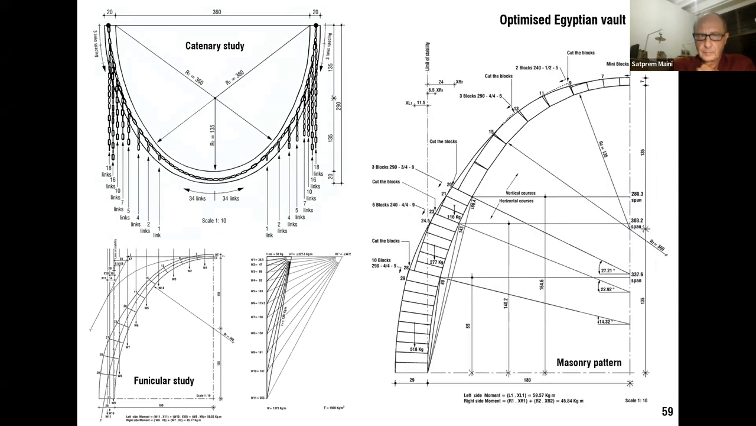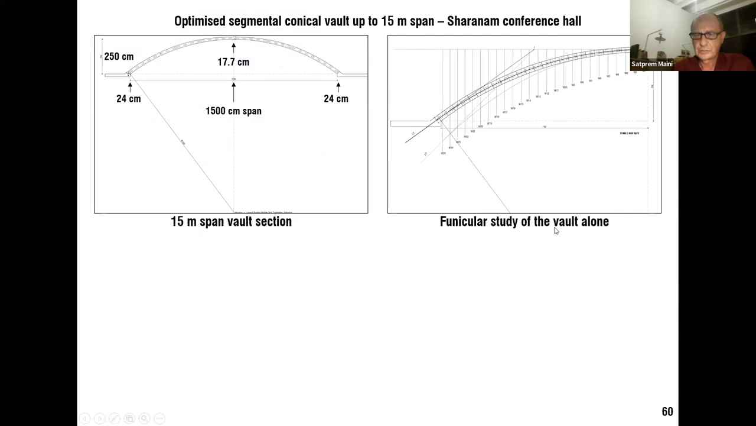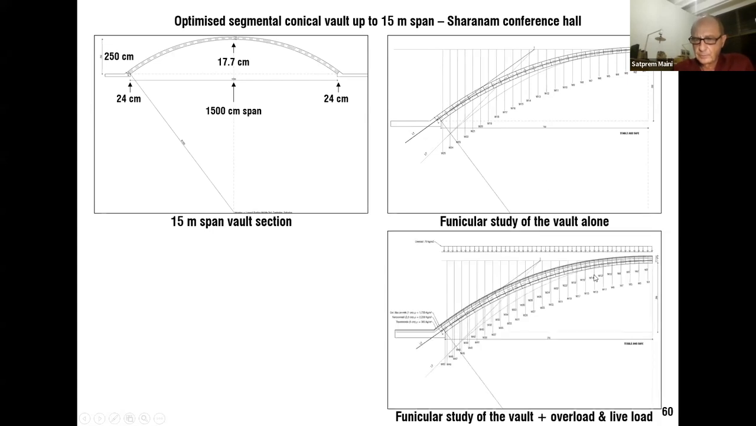So now we see the case of the Sharanov conference hall, which is 15 meters span, so maximum span 15 meters. So we have done the study for the funicular vault alone. That means we study the vault alone first. Of course, it must be stable and safe. Then you have to study the load with the live load. Imagine a lot of people climbing on it, or some wind pressure also. So this will be with the live load.